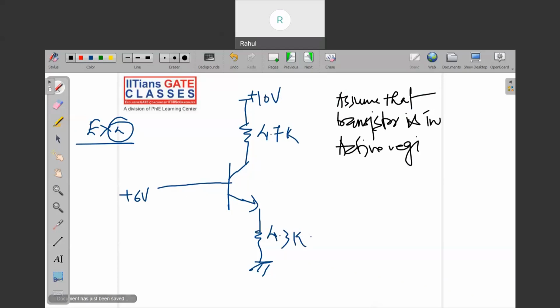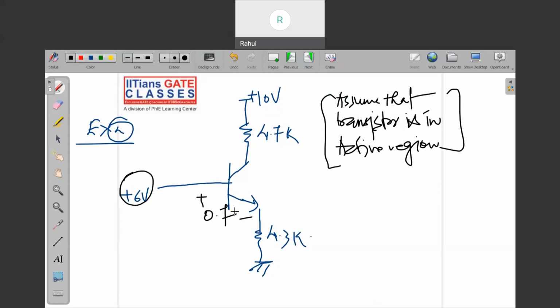The moment you assume, you have to prove it. If it is not in active region, then you have to compute all the currents and voltages for the saturation region. This is 6 volt. Suppose VBE is 0.7 volt, and the beta you can take as 100 only, the active beta.